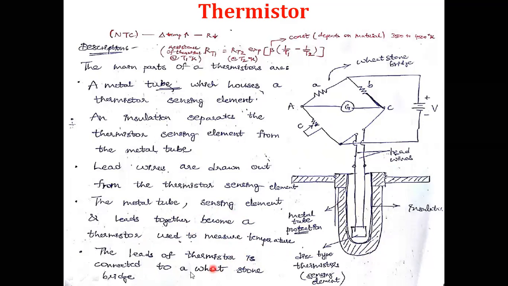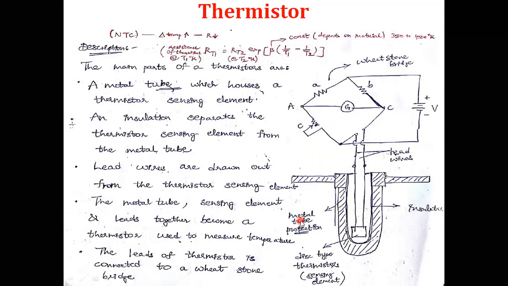The leads of the thermistor are connected to the Wheatstone bridge here. These leads are connected to the Wheatstone bridge. The same principle we are going to use here. These two, A and B, are two arms, and C is the thermistor resistance. Let it be that resistance part. Let it be D, like that, and these two arms come under this part. This part is used to make the galvanometer go to null position.